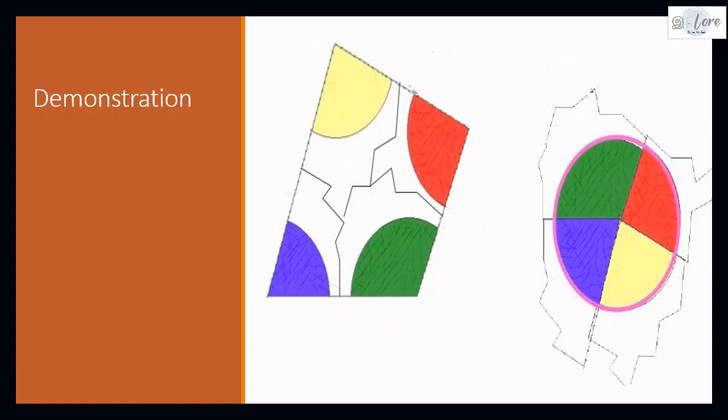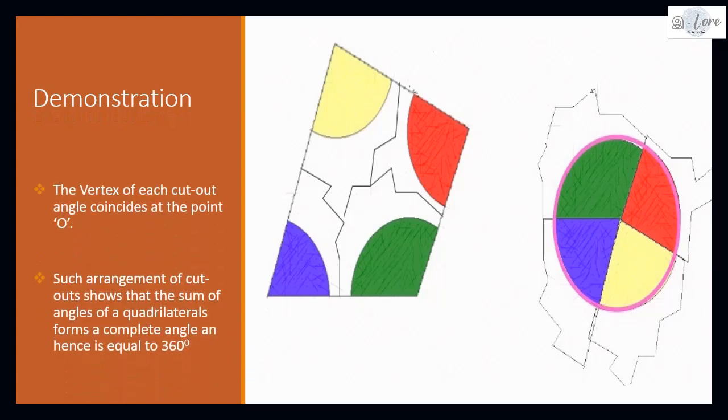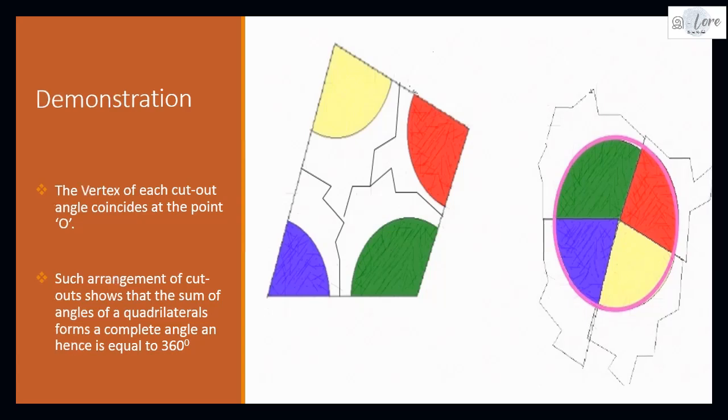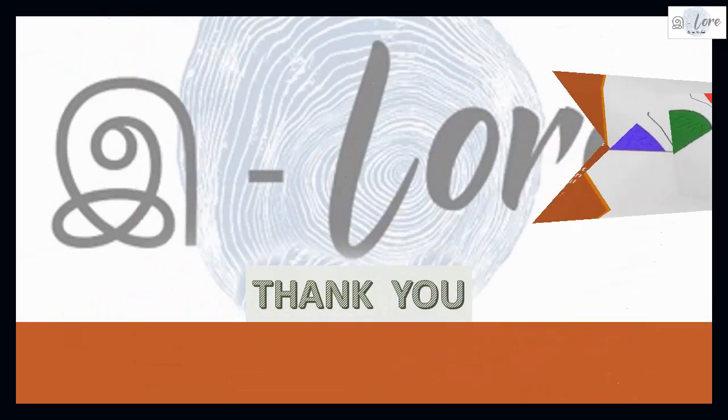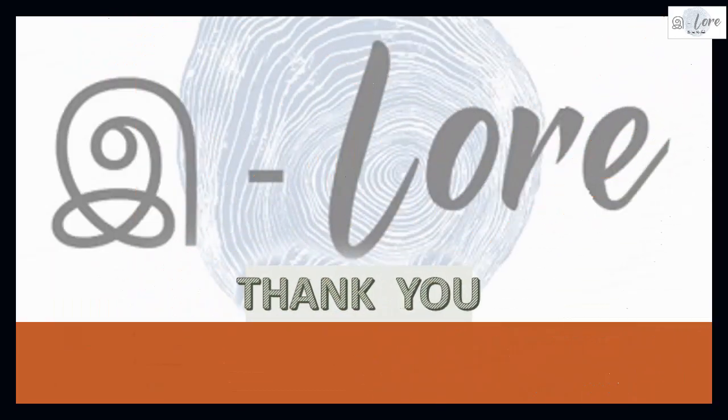So the demonstration of this activity is that the vertex of each cut angle coincides at the point O. The point O is coincided over there. Such an arrangement of cutouts shows that the sum of the angles of the quadrilateral forms a complete angle of 360 degree. I hope you understood that.